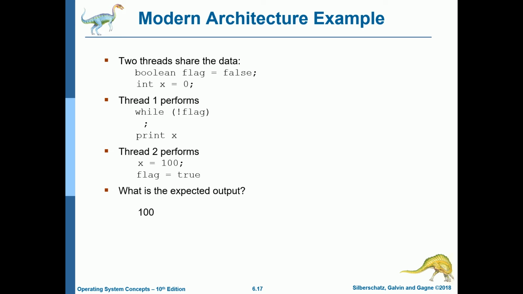However, as there are no data dependencies between the variables flag and x, it is possible that the processor may reorder the instructions for thread 2 so that the flag is assigned to true first. In this situation, it is possible that thread 1 would output 0 for variable x. Now, less obvious is that the processor may also reorder the statements issued by thread 1 and load the variable x before loading the value of the flag. If this were to occur, thread 1 would output 0 for the variable x, even if the instructions issued by thread 2 were not reordered.